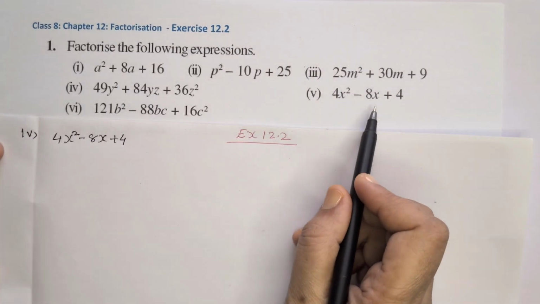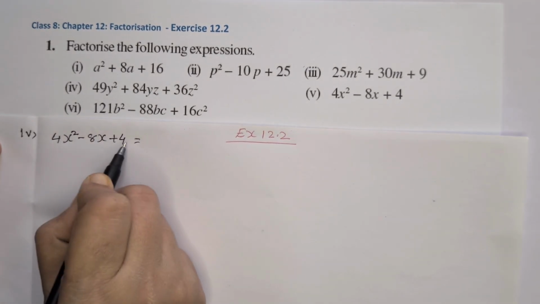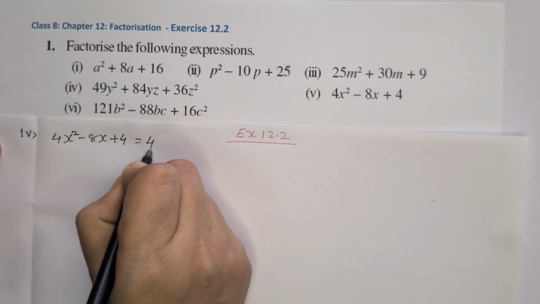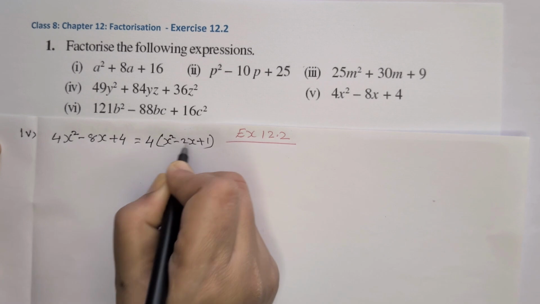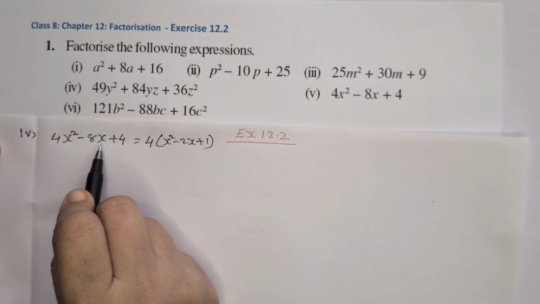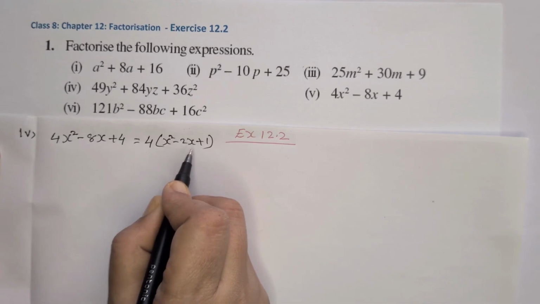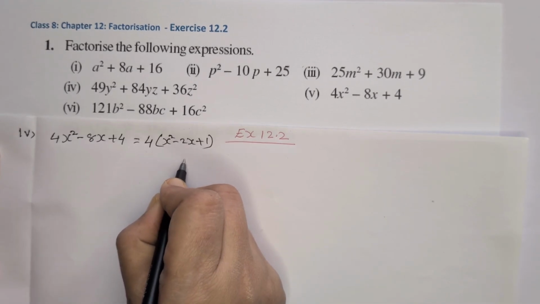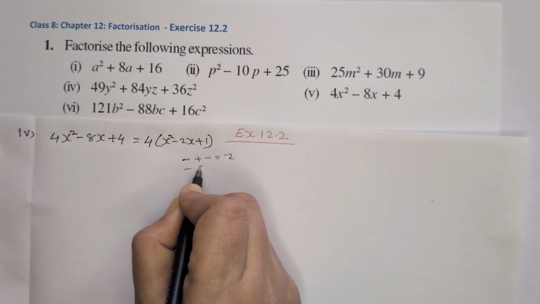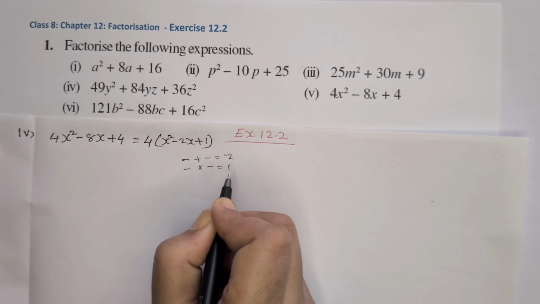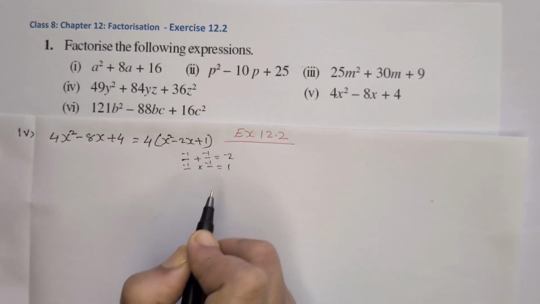Fifth one, 4x square minus 8x plus 4. This we can write as, we can take 4 as common from each and every term. So this we can rewrite as 4 into x square minus 2x plus 1. Here when we are taking 4 out, then we have to split the term x square minus 2x plus 1. That means two numbers such that sum is minus 2, product as 1. That means minus 1 and minus 1. Minus 1 into minus 1 plus 1 will come.